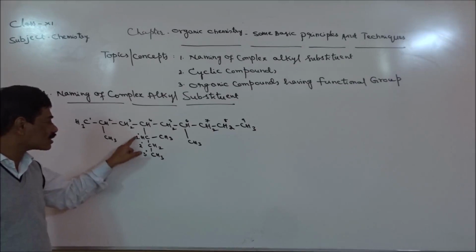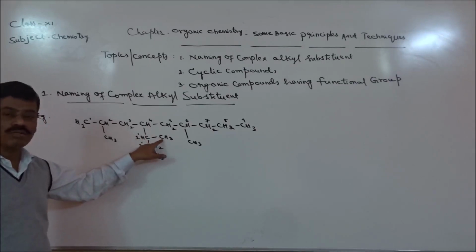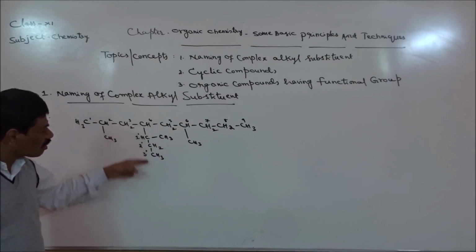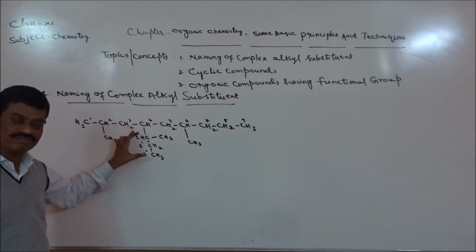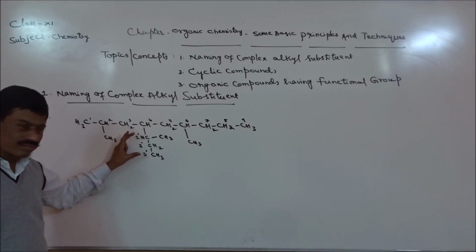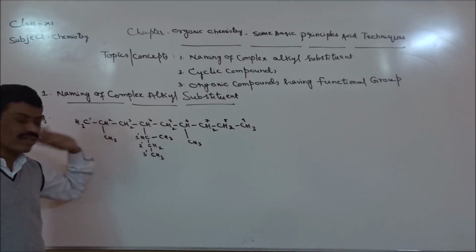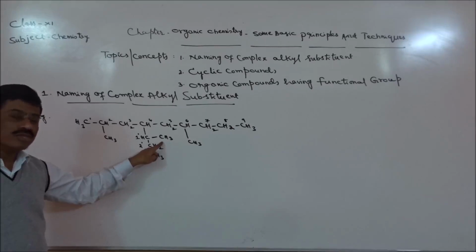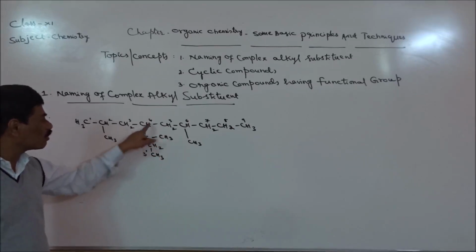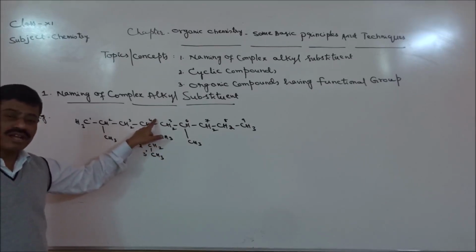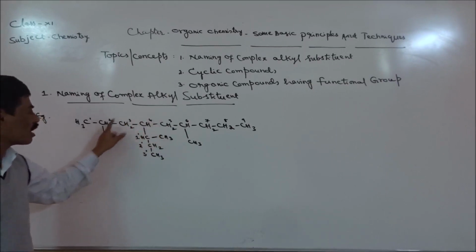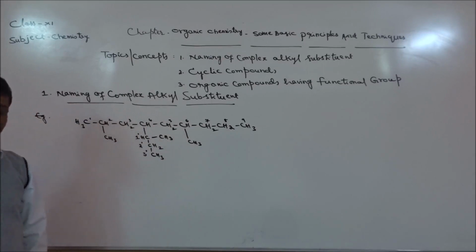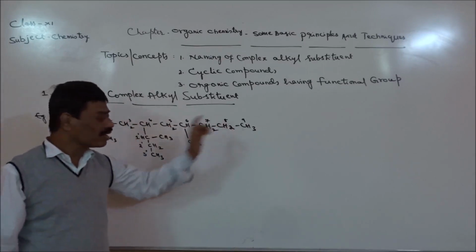Means to the 1 dash carbon atom, a methyl group is connected. Now, this substituent has 3 carbon atoms, so it is propyl. To this propyl, CH3 is connected. That means 1 dash methyl. Now, the position of this complex alkyl group is 4. The position of the simple alkyl groups, that is methyl and another methyl, is 2 and 6. And the long chain has 9 carbon atoms.